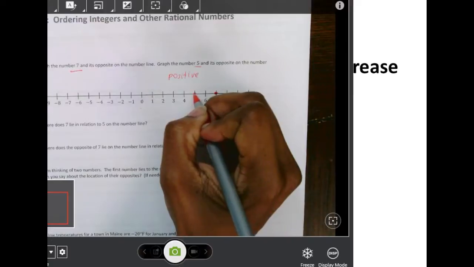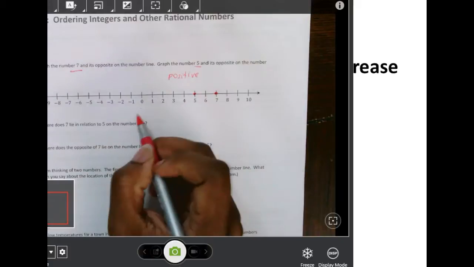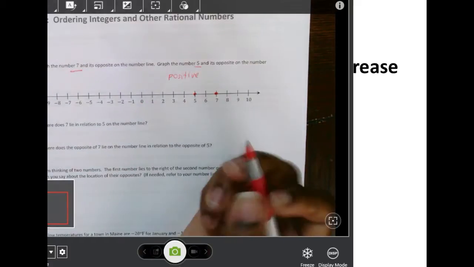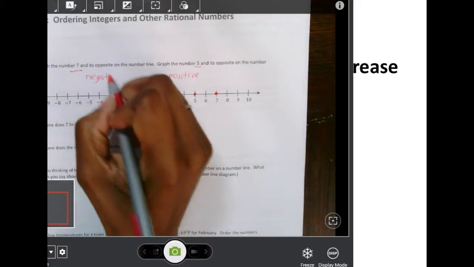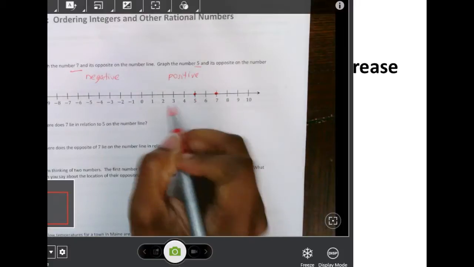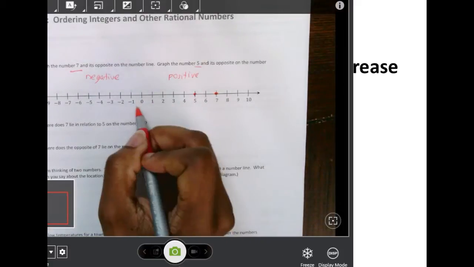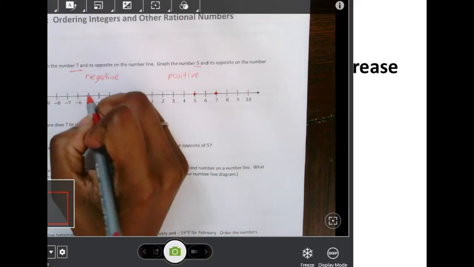So let's find the opposite. To find the opposite, you're also going to start at 0, but this time you're going to move to the left to find the opposite. So to find the opposite of 5, we're going to move 1, 2, 3, 4, 5. So that is the opposite of 5.